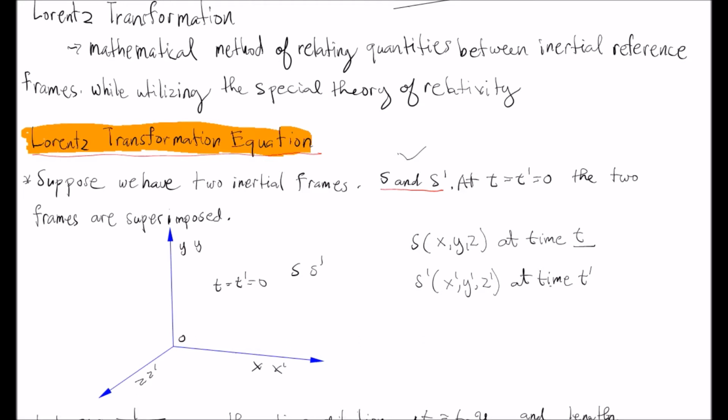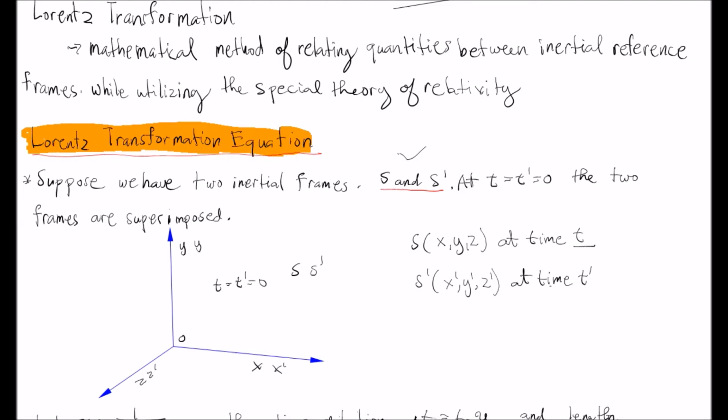The second frame moves at the constant speed u relative to S frame in the positive direction along the common axis, that's x and x prime axis. And the time scales of these two frames are the same. So the t prime, which is the time in the moving frame, is the same time scale, which is t, in S frame, the rest frame.